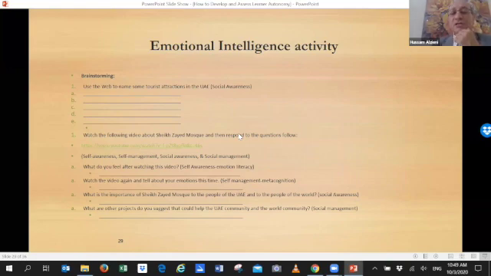For emotional intelligence, I designed some lessons or activities for the students that could play on the four areas of emotional intelligence. For example, here: use the web to name some tourist attractions in the UAE. This is social awareness, just to know about the community that we are in. I have also designed some questions that play on self-awareness, self-management, social awareness, and social management.